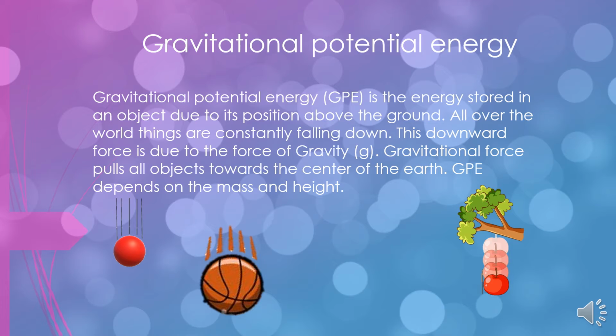For example, a boulder has more gravitational potential energy than a small stone in the same position because it has a greater mass. And a skier has more gravitational potential energy at the top of the slope than halfway down because he is higher up.